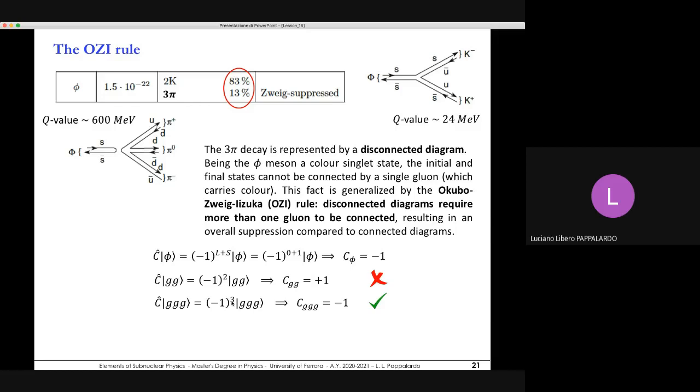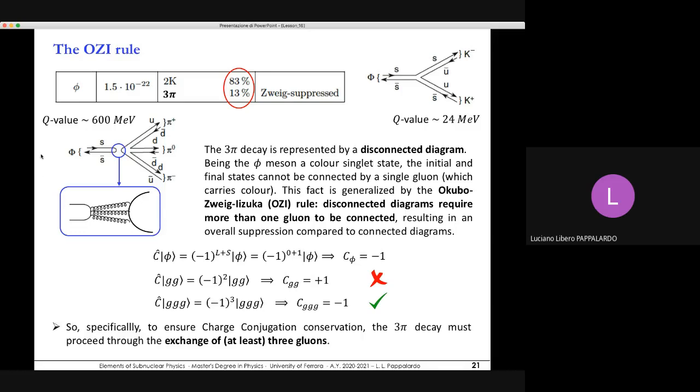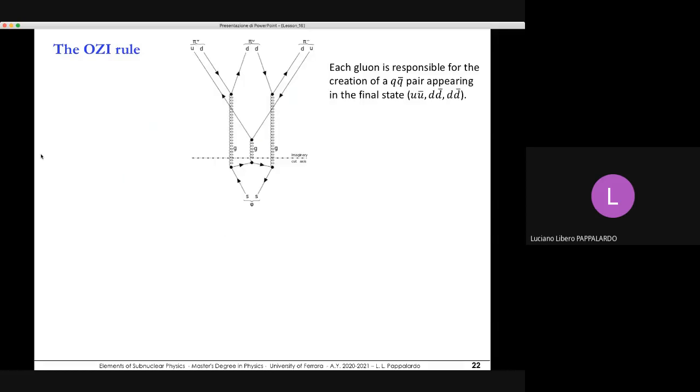However, if we now go to three gluons, we overall get a minus sign, and so finally we get the same charge conjugation. So in other words, three gluon exchange is the minimum number of gluons that you need to connect these two parts of the diagram. It is written here: to ensure charge conjugation conservation and also color charge conservation, the 3 pi decay must proceed through the exchange of at least 3 gluons. And this already partially explains the suppression of this decay, but it is not the full story, actually. So let me go ahead on this.